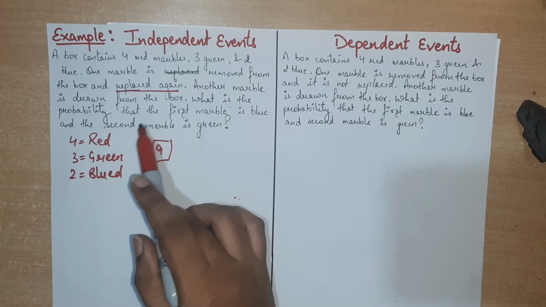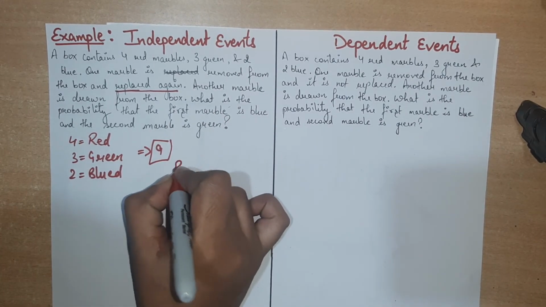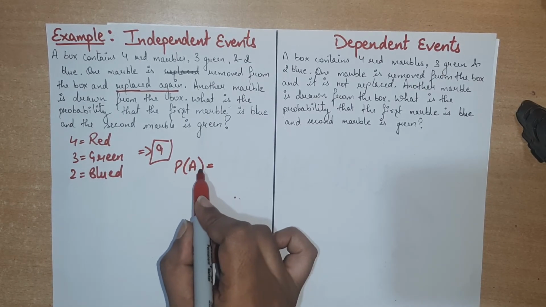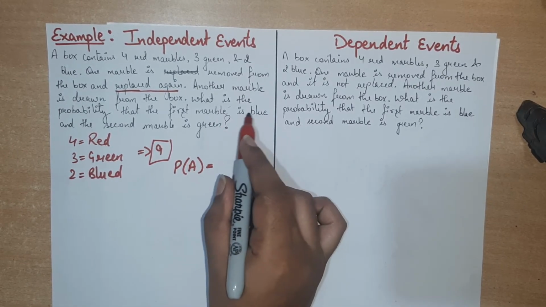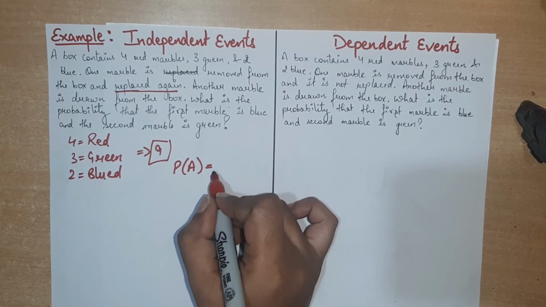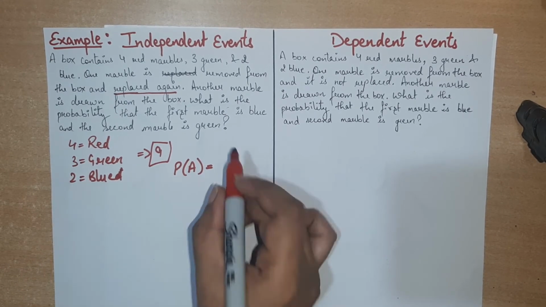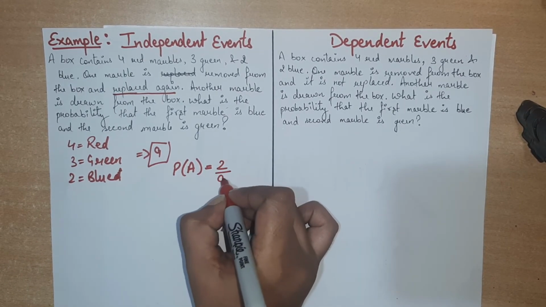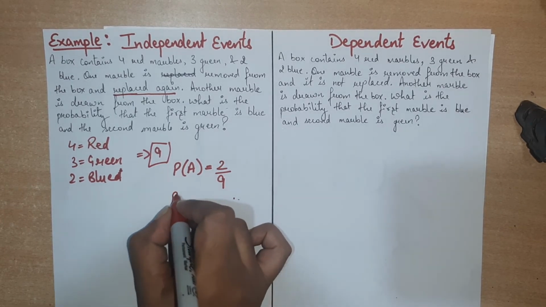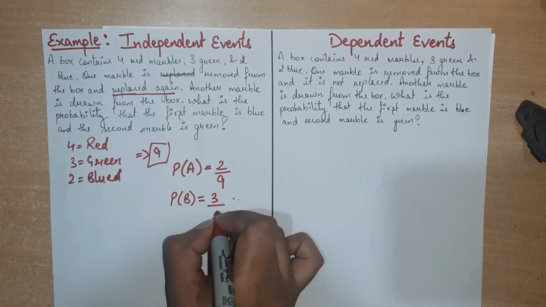So what is the probability that the first marble is blue? The probability of A, the first event, is blue. They are asking what is the probability that the first marble is blue. The probability of blue is, as we have 2 here, 2 by 9. And the second marble is green. So what is the probability of B, which is green? It is 3 by 9.